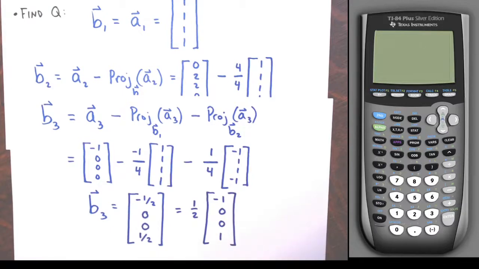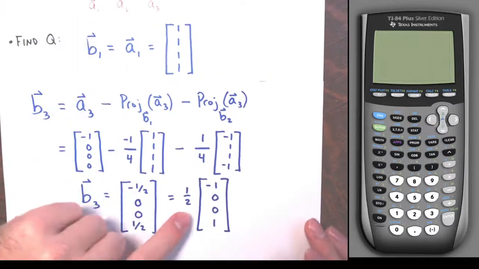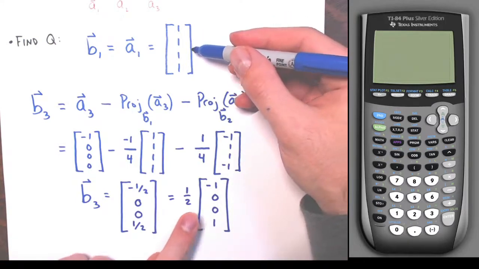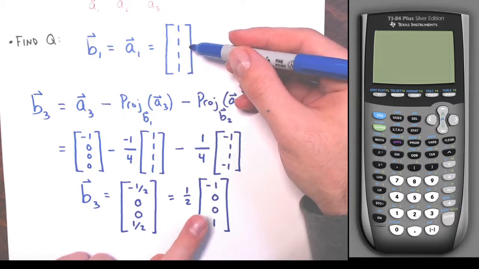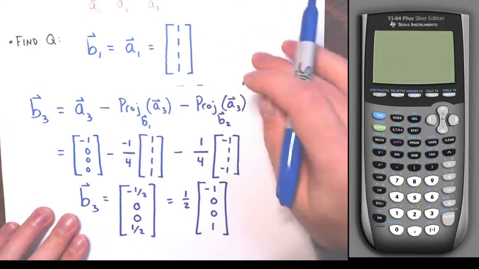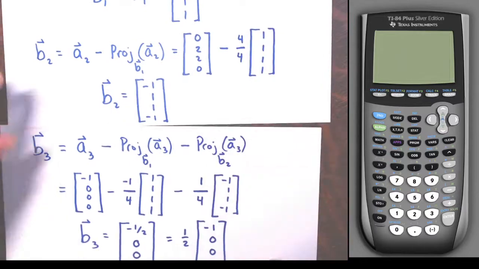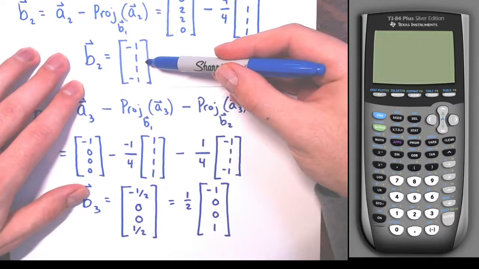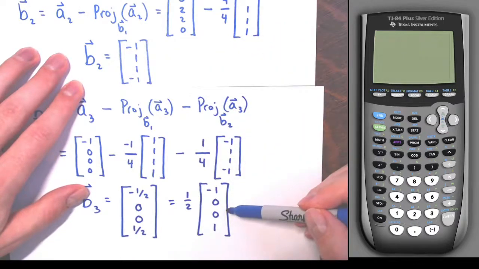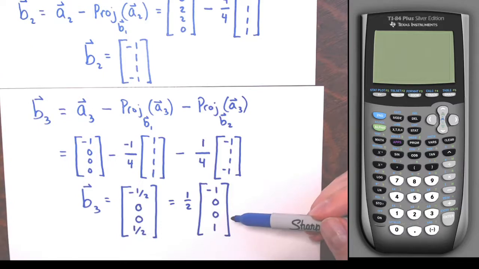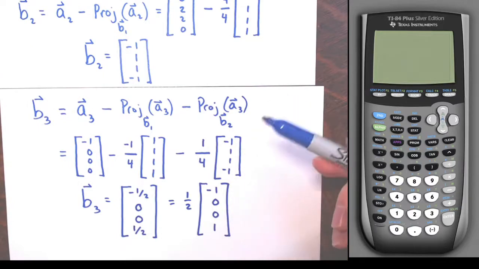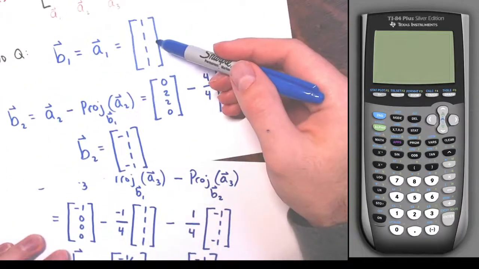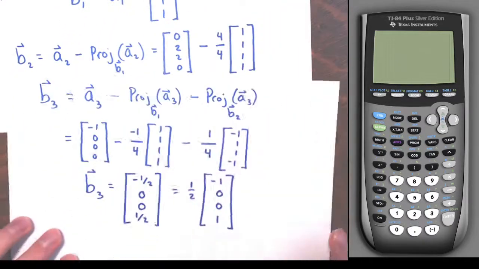All right, and you can double check, this vector is orthogonal to B1. Do the dot product of 1, 1, 1, 1 and negative 1, 0, 0, 1. You get 0. And B3 is also orthogonal to B2. Take the dot product of negative 1, 1, 1, negative 1, and negative 1, 0, 0, 1, and you'd get 0. And we already showed earlier B1 and B2 are orthogonal, so we do have an orthogonal set with B1, B2, and now this B3.